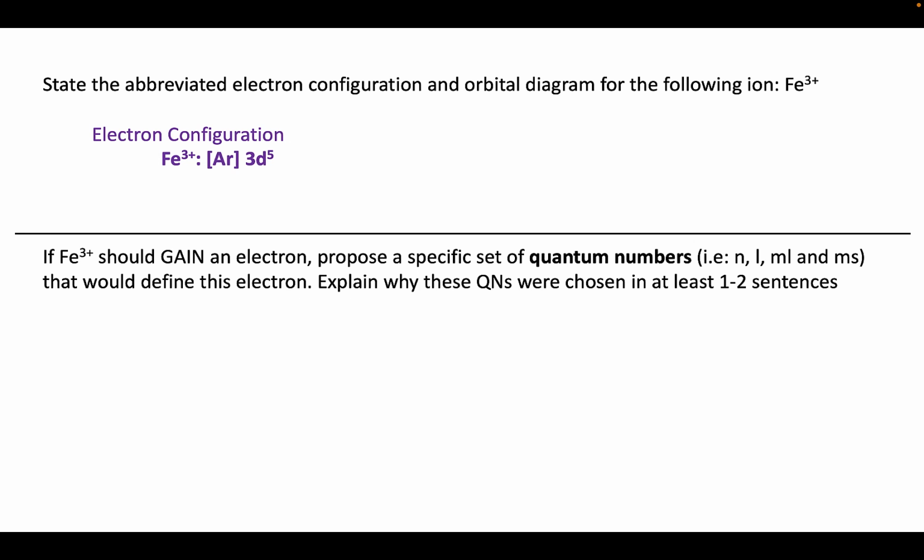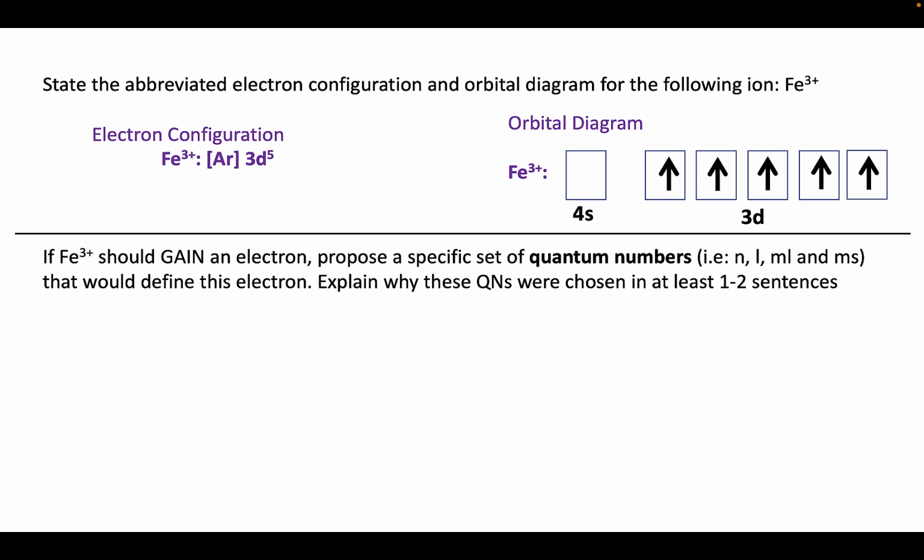Remember that when we remove electrons from a transition metal, we're going to want to remove from 4s first. That's because when occupied, the 3d energy level actually drops below that of the 4s energy level, making the 4s electrons easier to remove. And so here's our electron configuration.